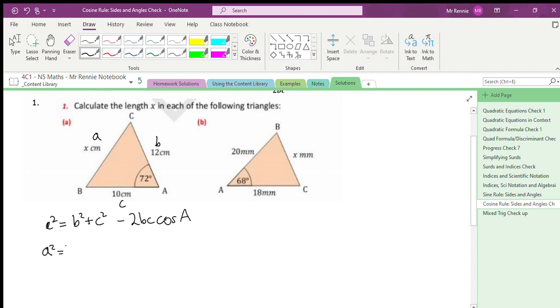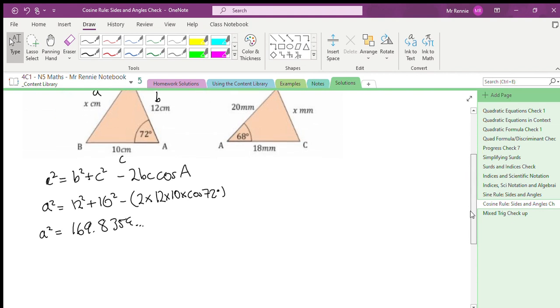What we're going to do now is fill in our numbers. Lowercase letters are our sides. So that's going to be 12 squared plus 10 squared minus, and at this point put your brackets in, 2 times 12 times 10 times cos of my angle at A, which is 72 degrees. If I put that into a calculator, I get the answer 169.8359 and so on. That is what I found for a squared.